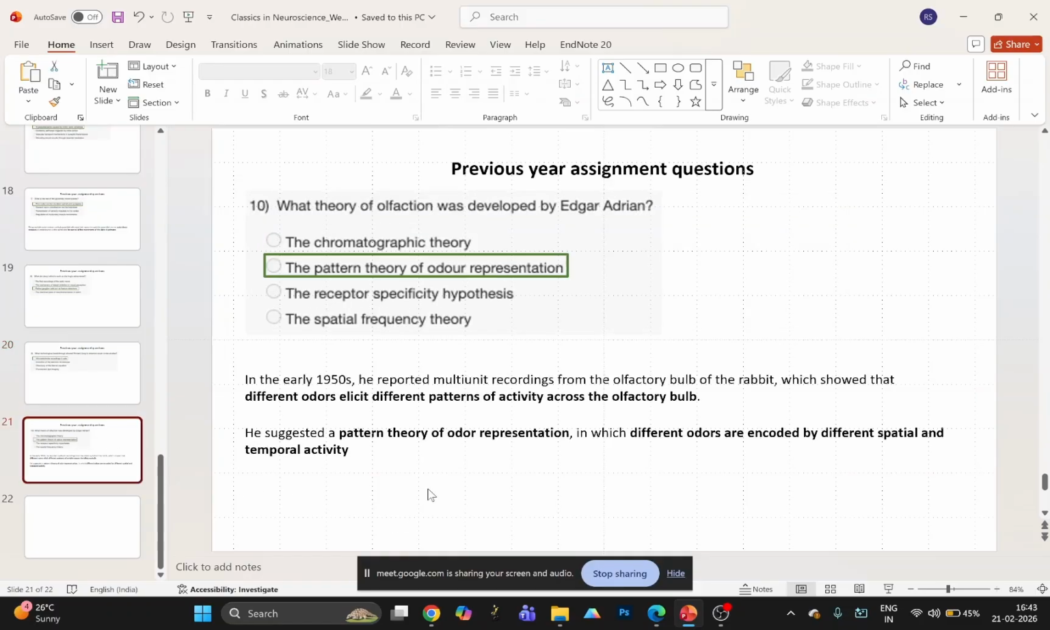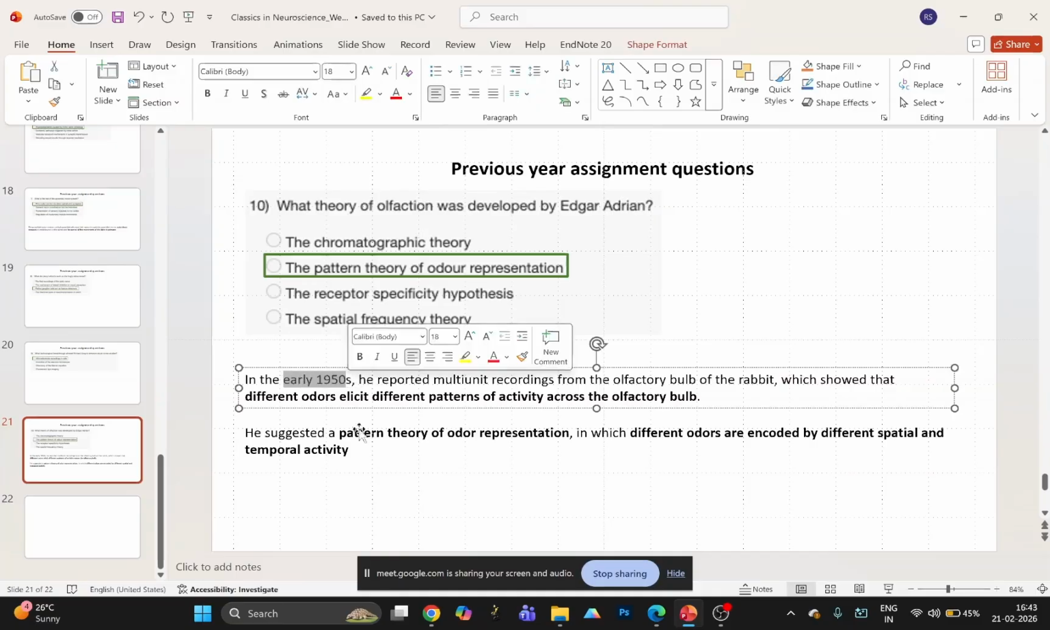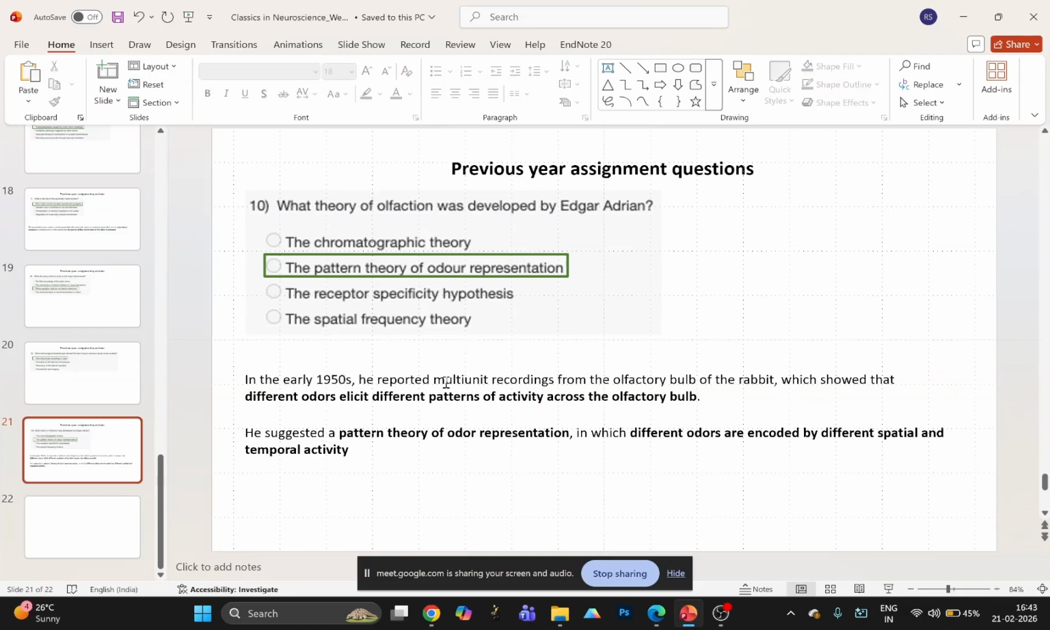Finally, last question. What theory of olfaction was developed by Edgar Adrian? So, what did Edgar Adrian do? Edgar Adrian, we had discussed this also. So in the early 1950s, he reported multi-unit recordings from the olfactory bulb of rabbit.